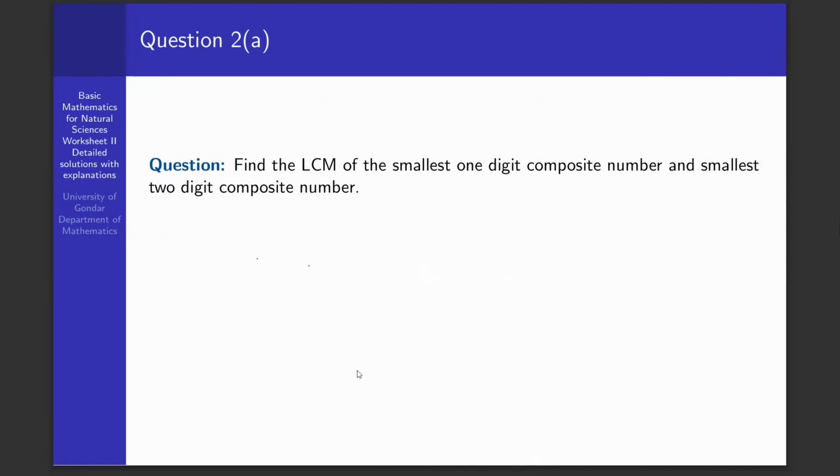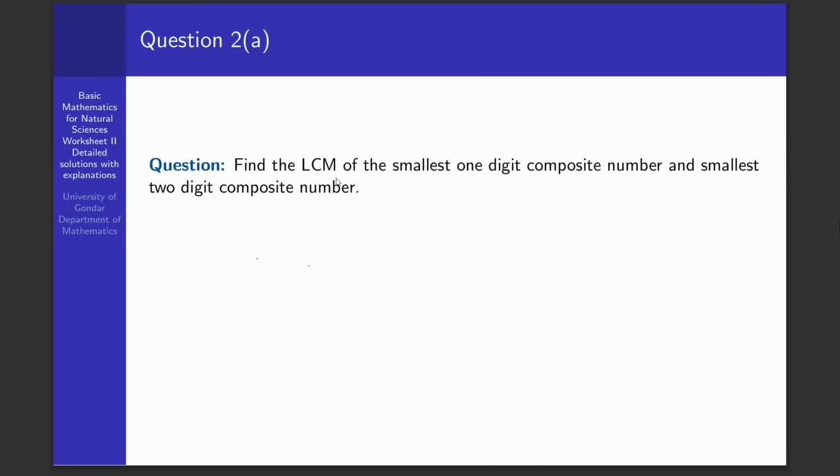The next one is question number 2a. Find the LCM of the smallest one-digit composite number and the smallest two-digit composite number. You know that the LCM of any two or more natural numbers can be obtained by either the prime factorization method or the listing method.